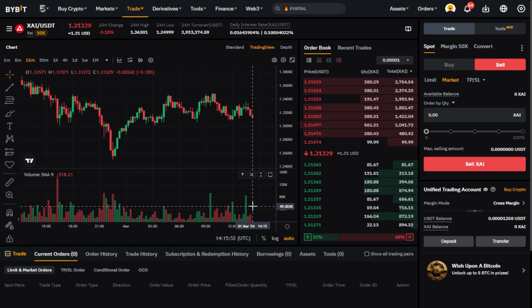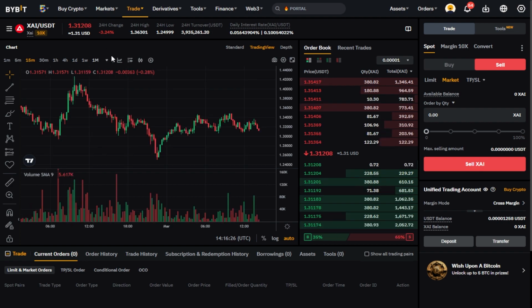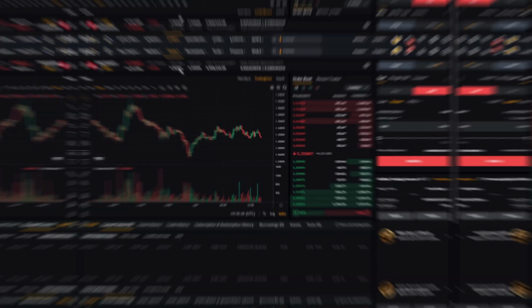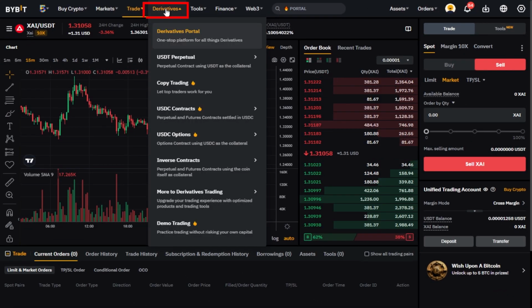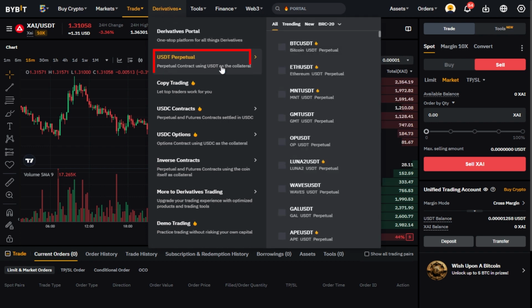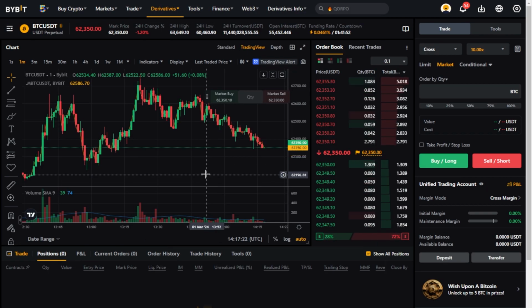This is all the information you need to know about spot trading that will help you buy and sell your currency. Let's move on to futures trading. At the top, select Derivatives. Then select USDT Perpetual. Here, it's basically the same as spot trading.